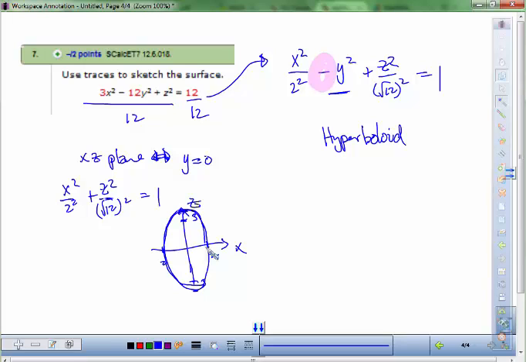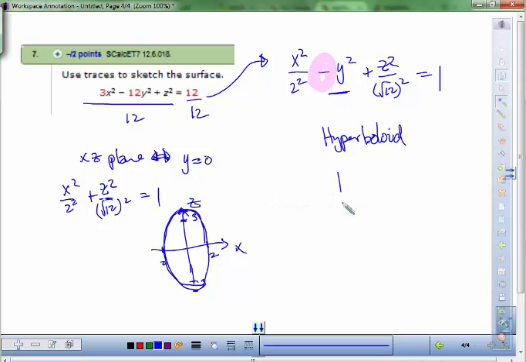A hyperboloid of 2 sheets, you need 2 pieces of paper to make it. A hyperboloid of 1 sheet, you only need 1 piece of paper to make it. All right? So this should be enough to go with. I mean, we can let y equal 1, 2, 3, et cetera, and then we'll get a bunch of other ellipses.